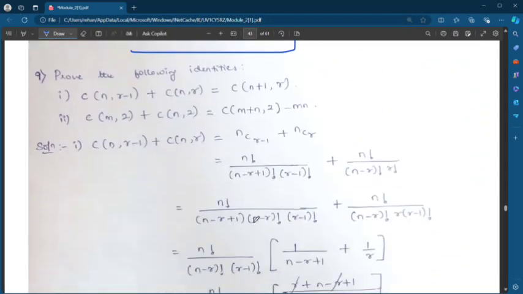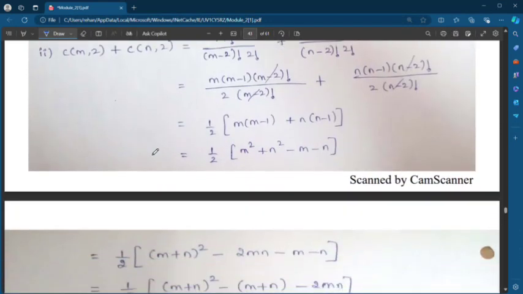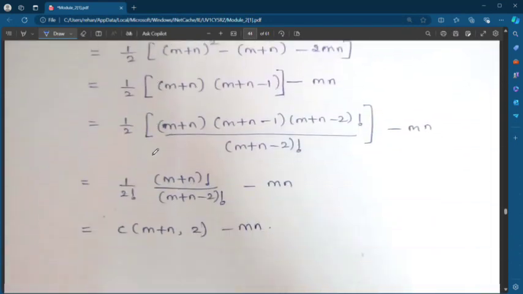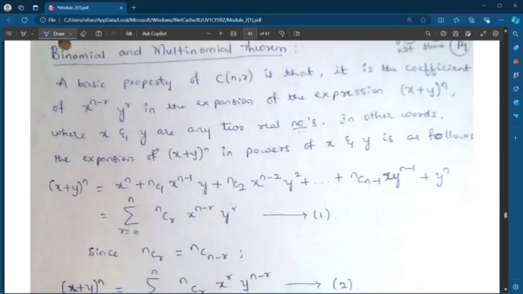So prove the following. Just see this once. I'm not going to do it, it's a lot of work for me. Pause it, see, take it and done. So we have a binomial and multinomial condition. This I'll do in a different video.